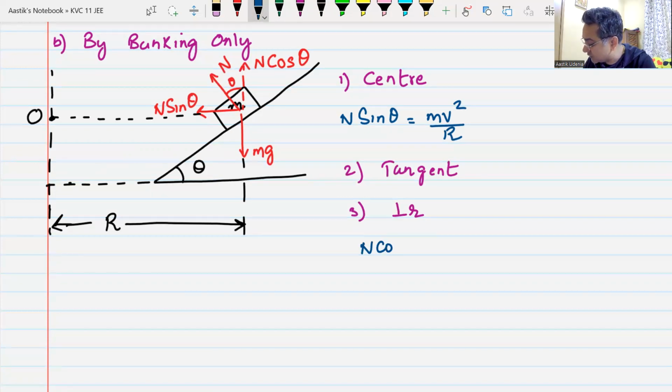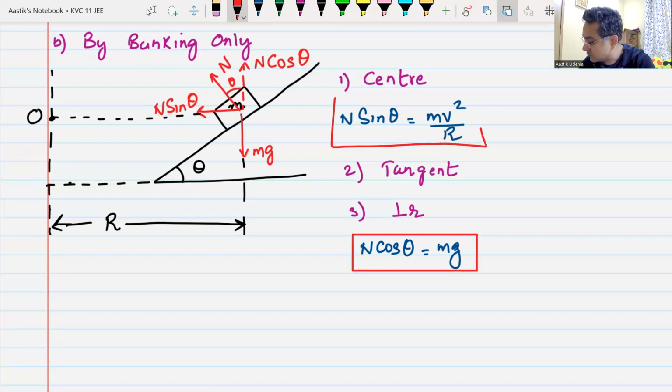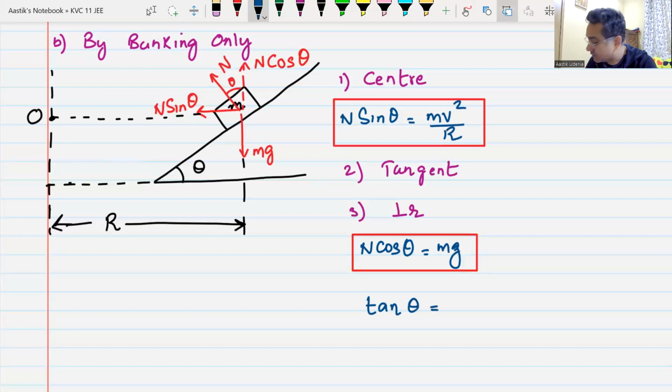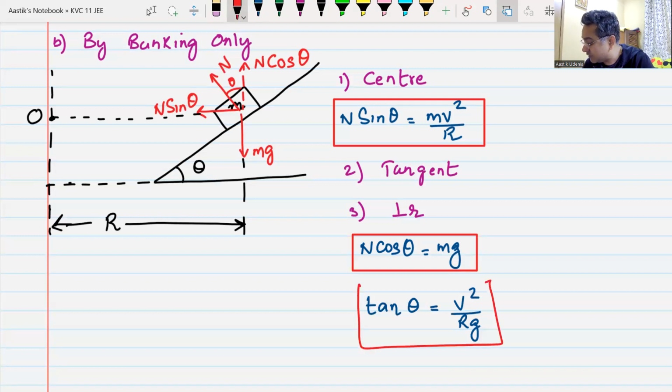N cos theta is equal to mg. These are the two equations that you get. Now you can divide equation number 1 and equation number 2, and you will get this legendary result. Tan theta, we have got this result previously also. Tan theta is equal to v square by rg.